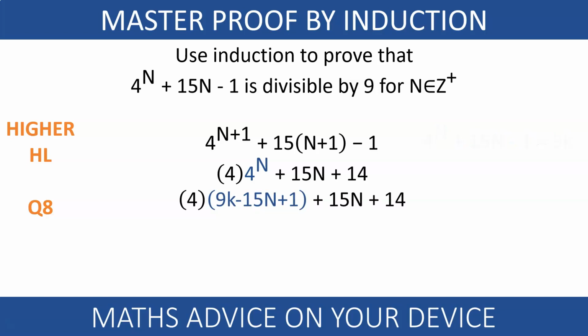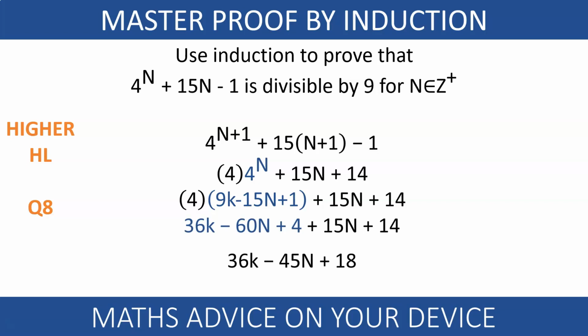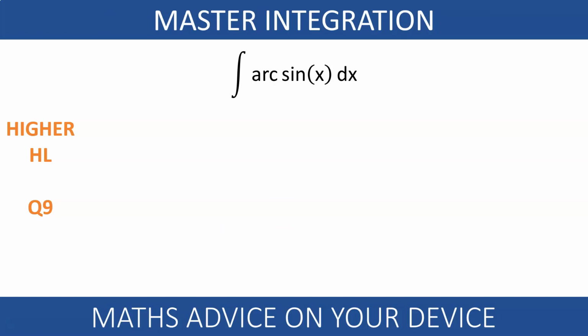Expanding the bracket leads to the expression 36k minus 60n plus 4 plus 15n plus 14. Simplifying this, we obtain the expression 36k minus 45n plus 18, which is divisible by 9, since each term is a multiple of 9. This third one is a 5 marks question.